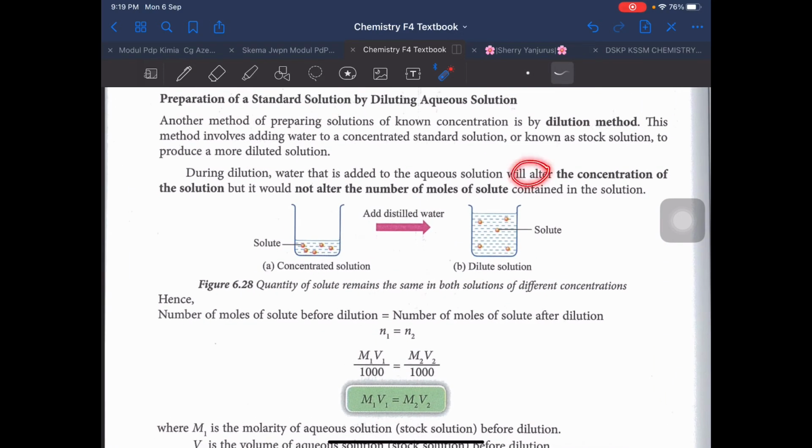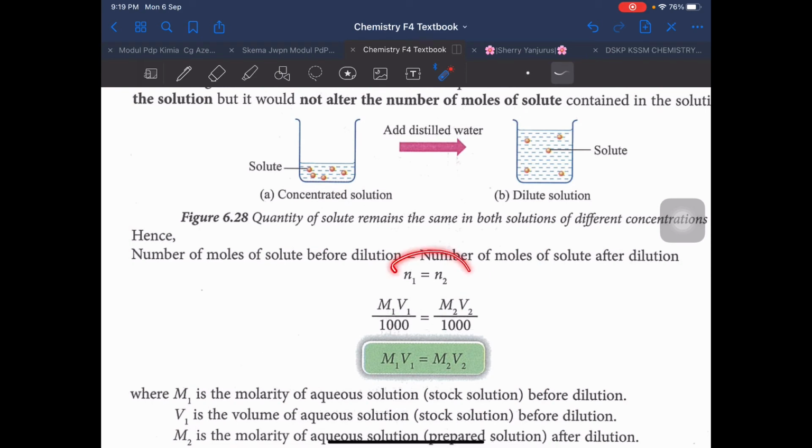It will alter the concentration. Alter means mengubah. Ubah dia punya kepekatan, tapi tidak ubah bilangan mol solute. Oleh itu, hence, the number of moles of solute before dilution is equal to the number of moles of solute after dilution. And therefore, it comes out with this formula.